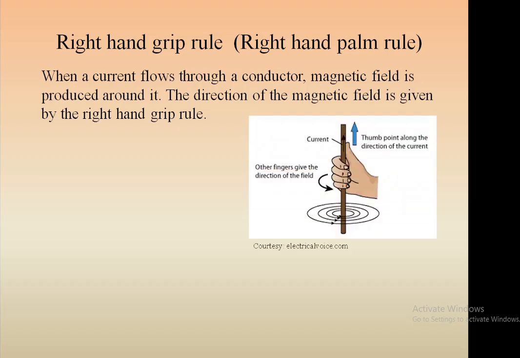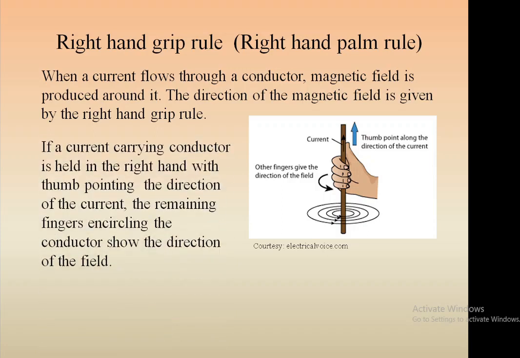Here in the figure you can see the conductor placed in your right hand. If the thumb is along the direction of the current, then the other fingers give the direction of the field. That is the right hand grip rule. If a current carrying conductor is held in your right hand with the thumb pointing in the direction of the current, then the remaining fingers encircling the conductor give the direction of the field. From the figure you can see the direction of the magnetic field.